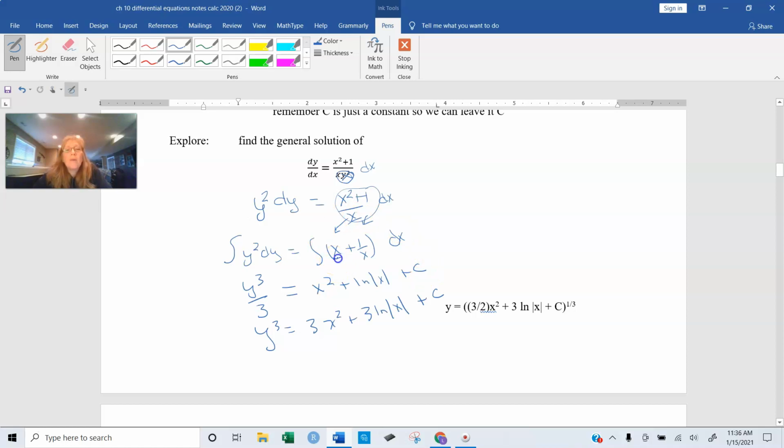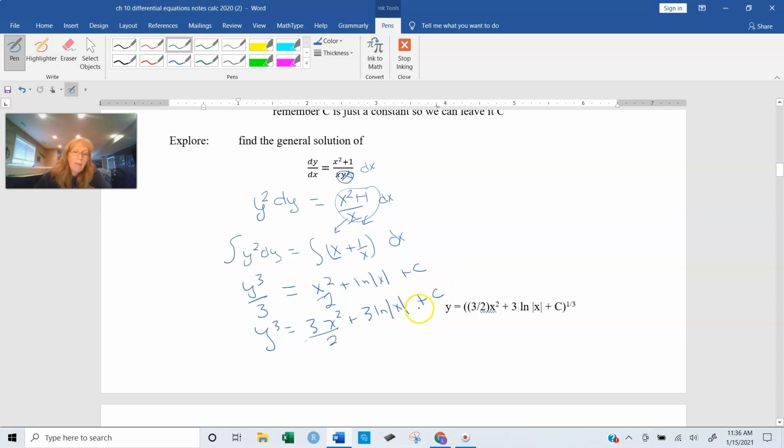Okay, antiderivative of x is x squared divided by 2. And antiderivative of 1 over x is the natural log of x plus c. Multiply everybody through, I forgot my 2 over here too, by 3. So we got 3x squared, 3 natural log. Remember, a constant times 3 is still just a constant.